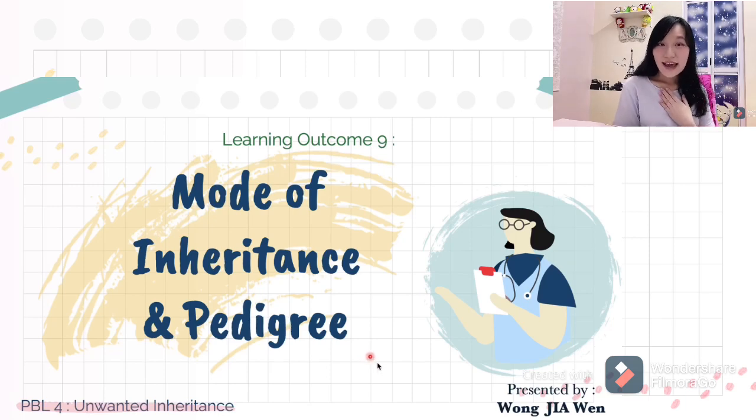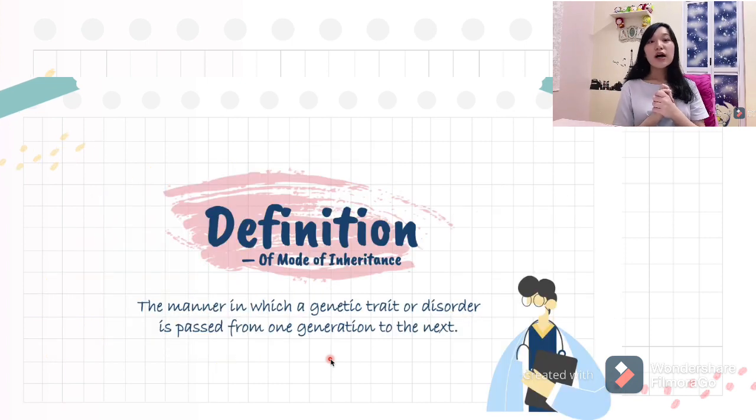Hi everyone, I'm Celine, and in this video I'll be sharing on the mode of inheritance and also the pedigree of beta thalassemia major, which is inherited by Adam in our previous PBL trigger. So let's begin. First, I would like to talk about the definition of mode of inheritance.